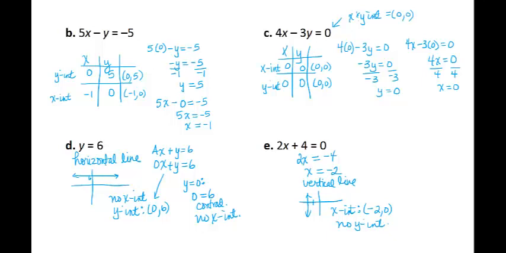And again, that x equals negative 2, we can think of it as x plus 0y equals negative 2. So replacing y with 0 gives us x equals negative 2. But if we replace x with 0, we get a contradiction. So that would tell us there's no y-intercept.